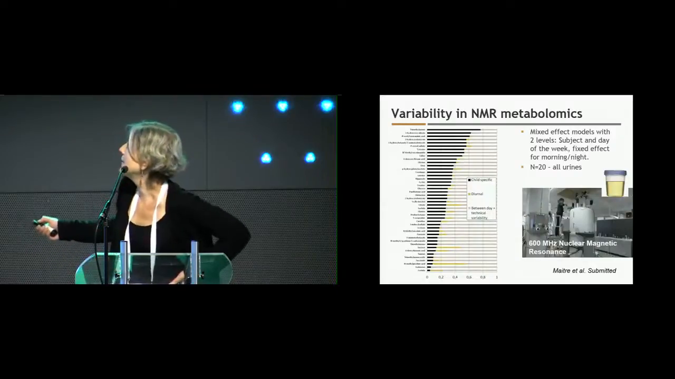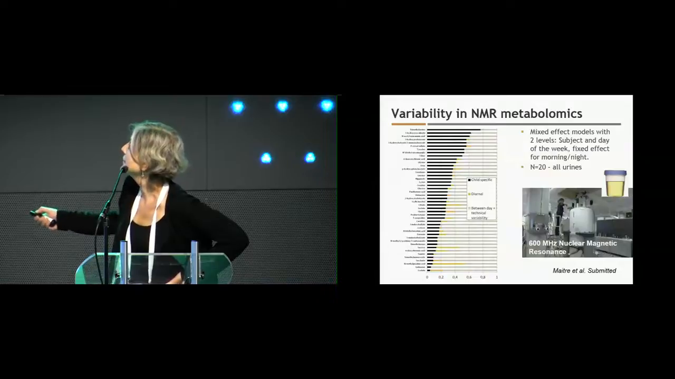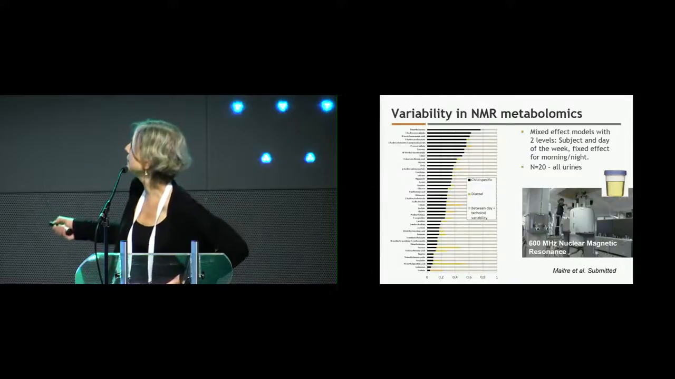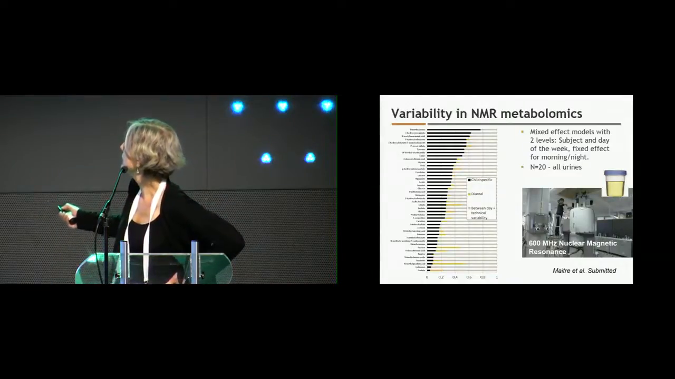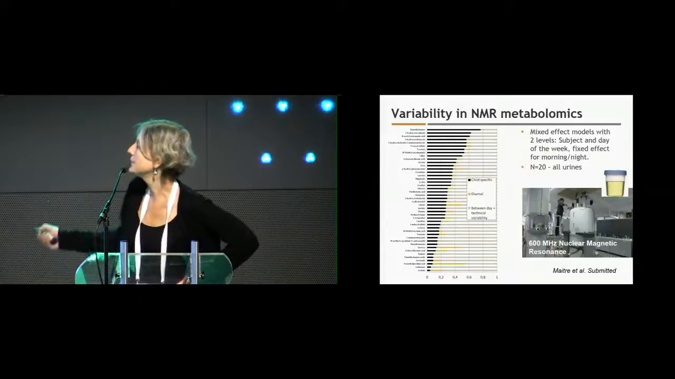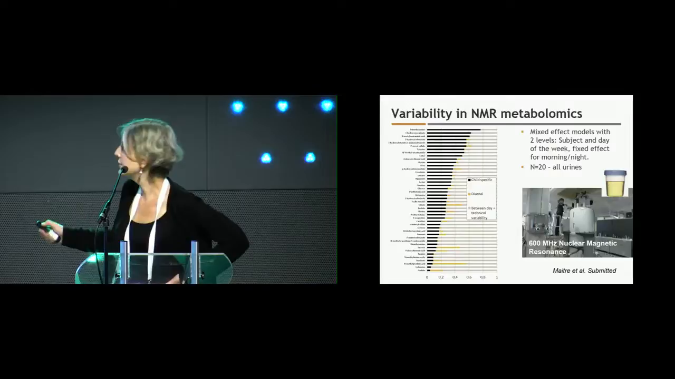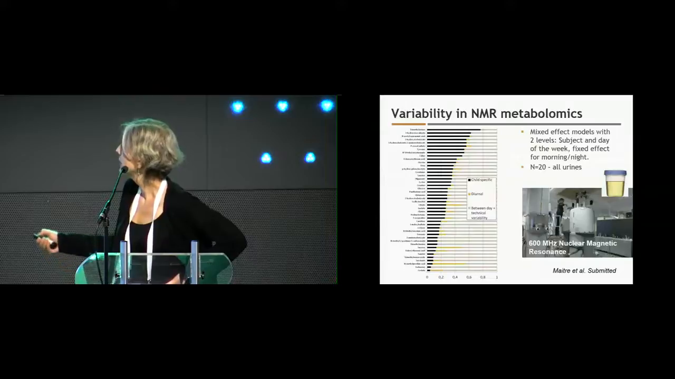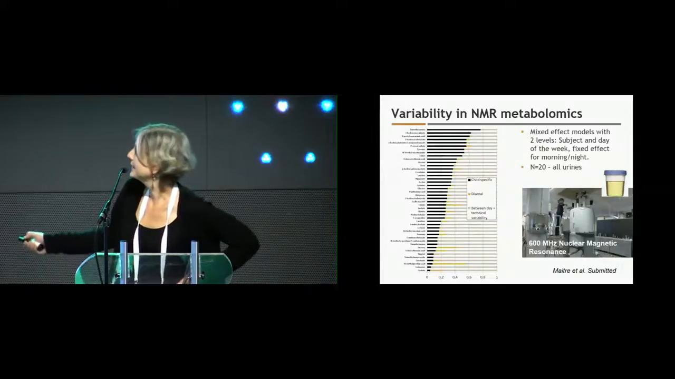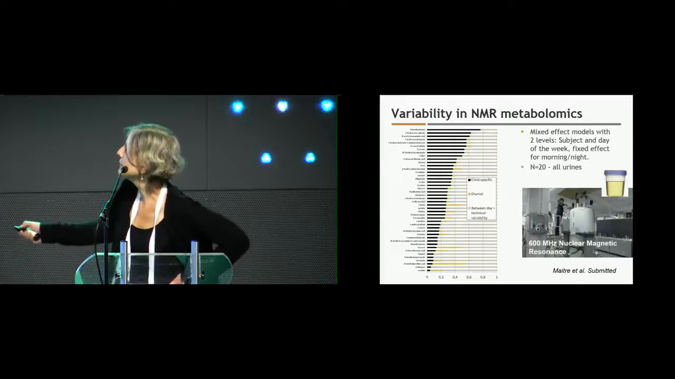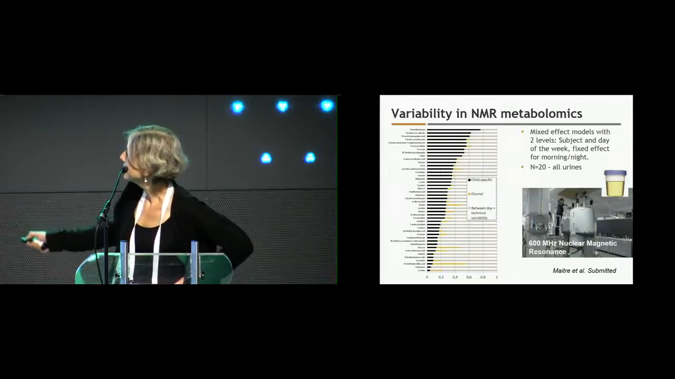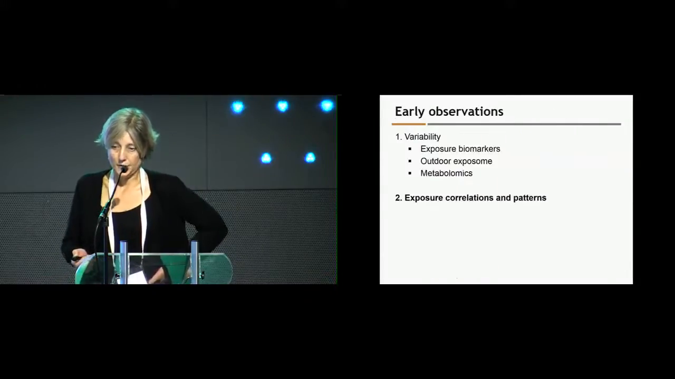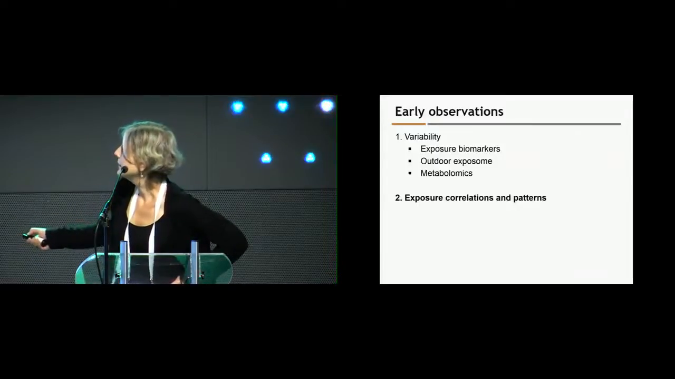And similarly, we're very interested in seeing how the NMR metabolites vary across the week. So again, using the panel study data, we can look at how the levels of different metabolites vary between time points of the day, between children, and between different time periods. Here we see that there is a large difference between metabolites. Some of them are fairly stable, and others vary a lot within the child. So that's the work we're doing on variability.